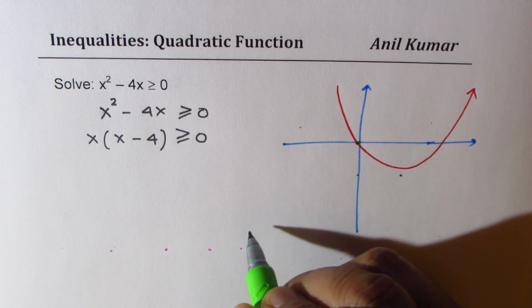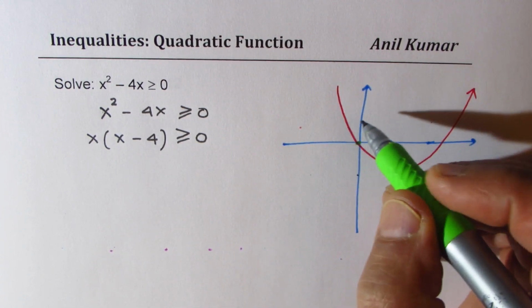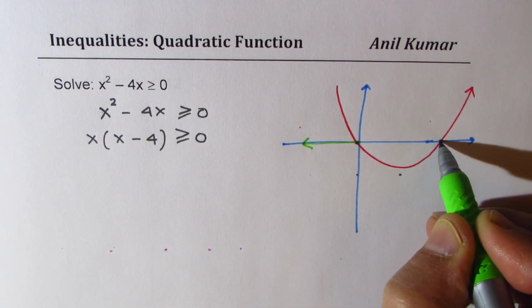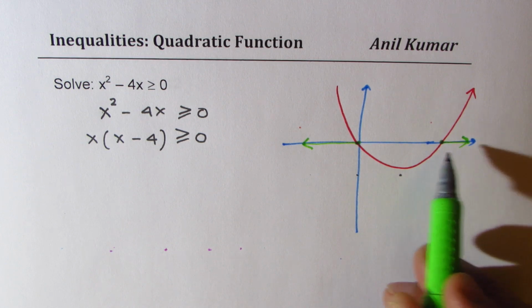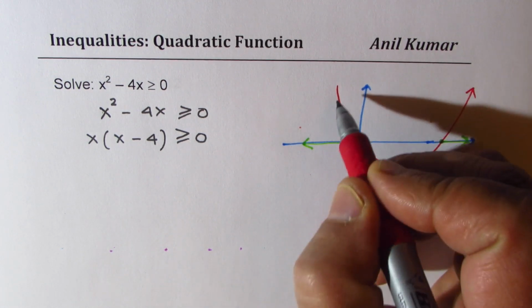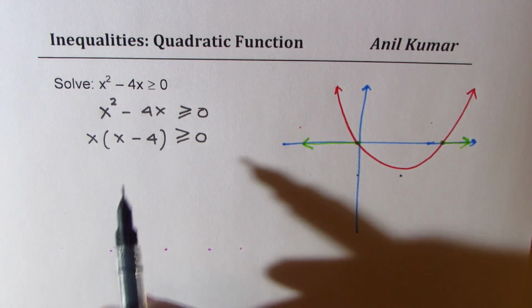We want to include this also, right? So the graph is above the x-axis in the interval after this, including these points since these are the zeros. Do you see that? So that becomes the part of the solution for the given function or inequality, right?